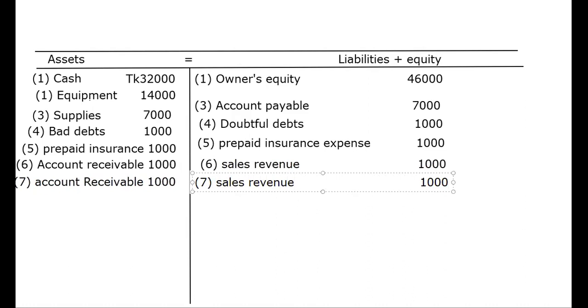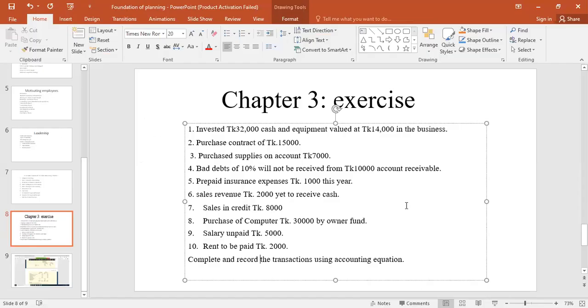Now you have to complete another transaction, that means a purchase of computer, 30,000 by owner's fund. That means you have used your own fund, not business fund, to purchase the computer as an investment in the business. The purchase of computer is only for business purposes, not for your own purpose. So applying own fund as investment will increase your equity. Cash of equity will be purchase of computer. So computer will increase.